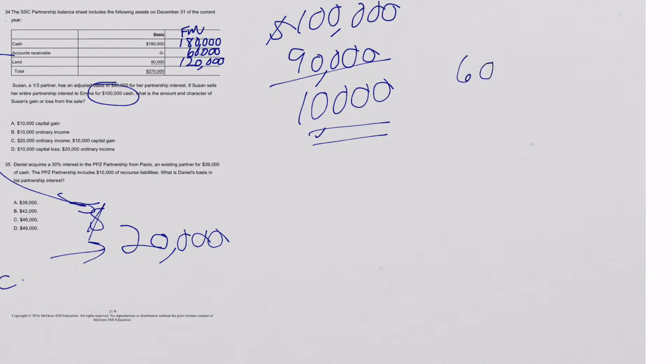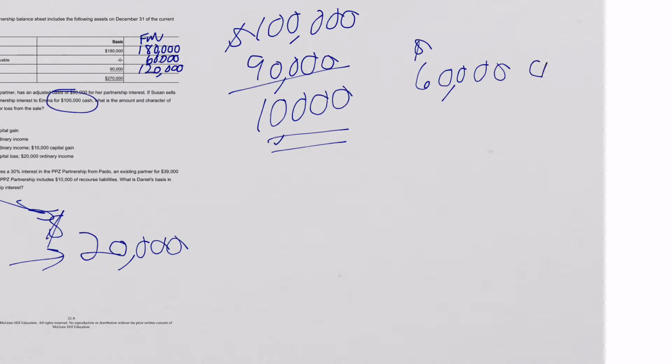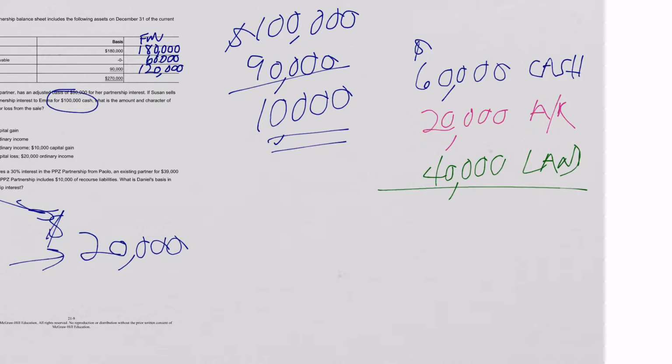Her share of the cash is 60. That's her share of the cash. Her share of the receivables is 20. And we'll do a sort of hot asset color there. That's kind of cool. The land, we'll do a kind of a land color here. Her share of the land is 120. So the economics of the deal is her basis, not her basis, but her fair market value should be 120. That's the fair market value of what she owns.